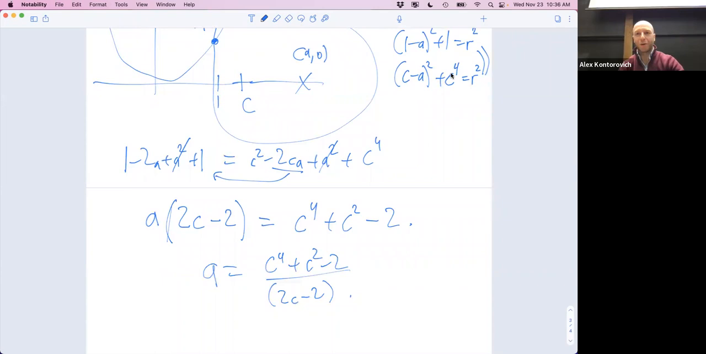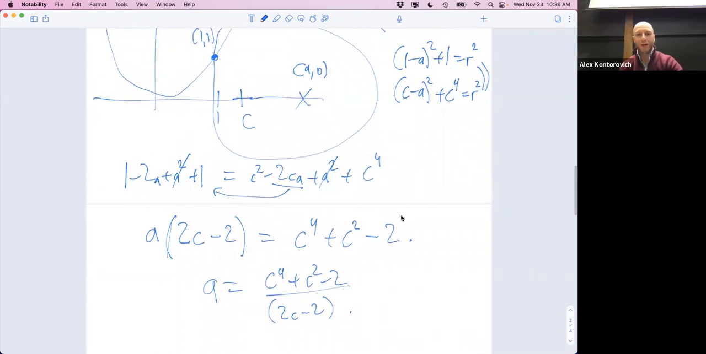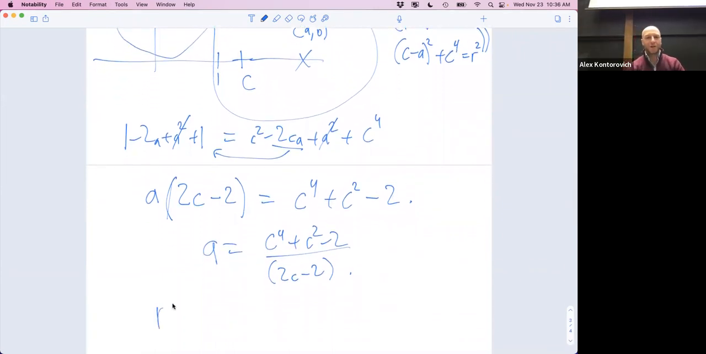Okay, and then I can put that back in for here and work out what r squared is. So r squared is 1 minus a, all squared, plus 1. There's kind of no point in simplifying this. r squared is just this. This is some nasty thing.